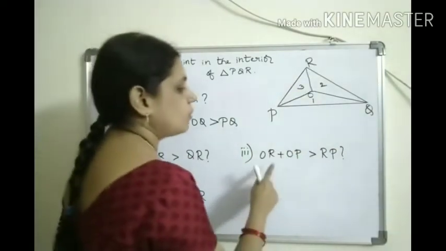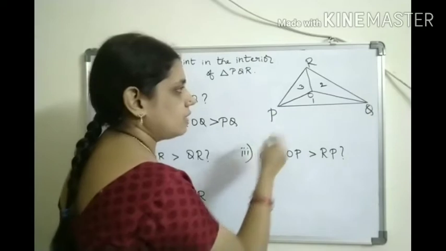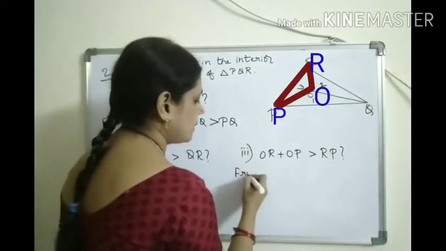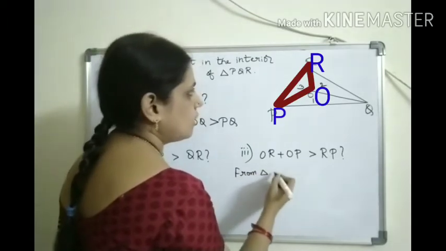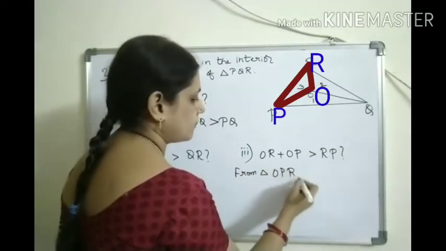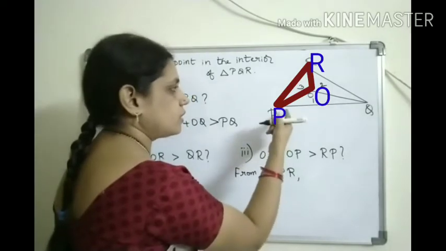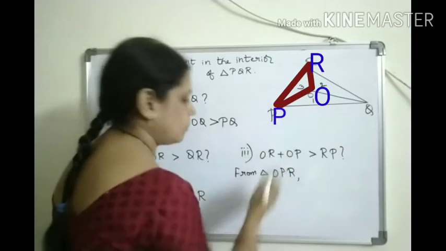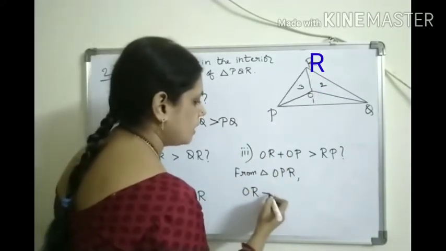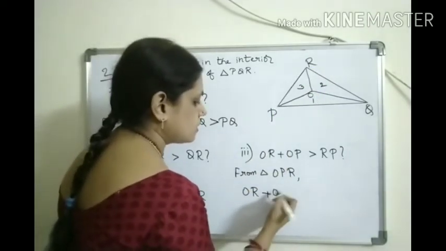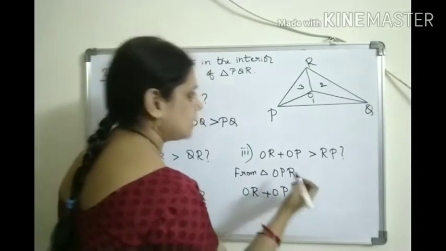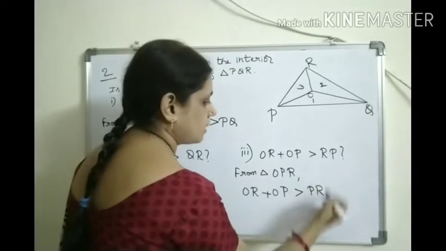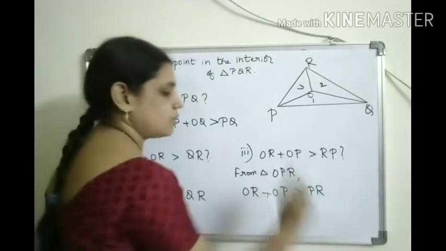Next coming to OR plus OP, which triangle do we have to take? We can take the third triangle, that is triangle OPR. Here also the same property we are going to apply. Here I want to take the pair of sides as OP and OR. So OR plus OP or OP plus OR both are same. OR plus OP is greater than the third side in this triangle, PR or RP. You can write anything, RP and PR both are same.